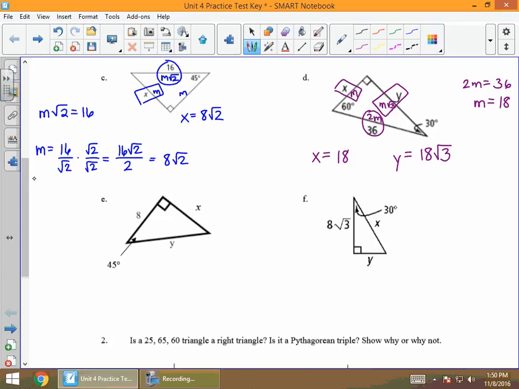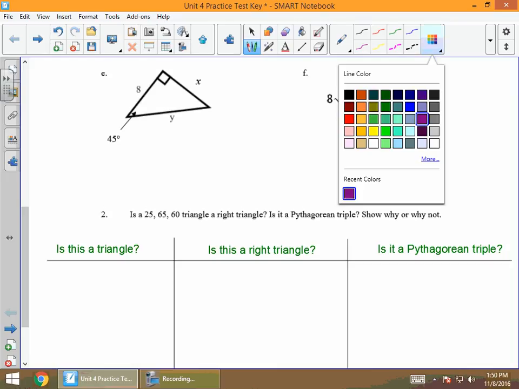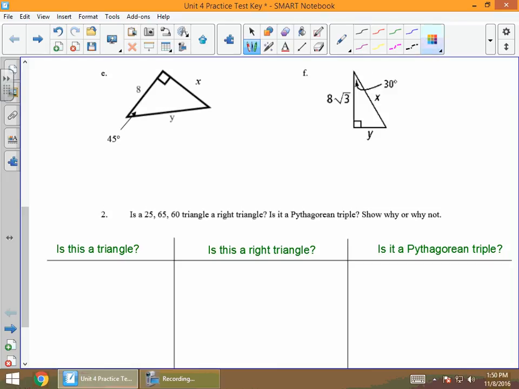All right, moving on to E. E I see is another 45, 45, 90. So this is m, m, m radical 2. Here's my equation, m equals 8. So the x value is over here. X is equal to m. So x is equal to 8. And the y value down here is equal to m radical 2. So that's 8 radical 2.